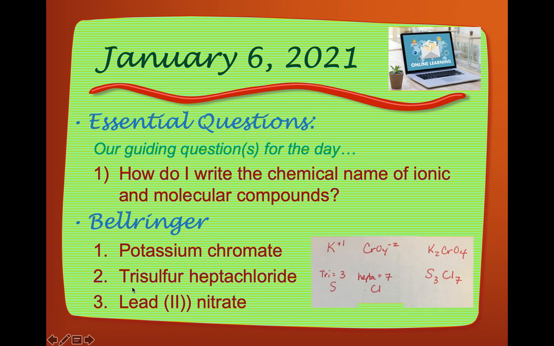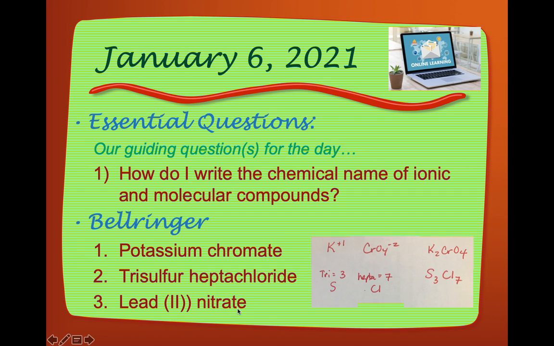All right, let's try one more. Lead(II) nitrate. This Roman numeral 2 right away tells us that we're dealing with an ion. It also tells me the charge of this ion when it combines with nitrate. So lead, you can look on your ion guide sheet if you need to. Lead is Pb, and the Roman numeral tells us that it's +2.